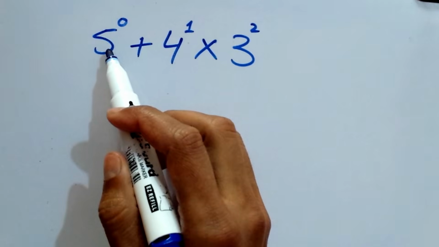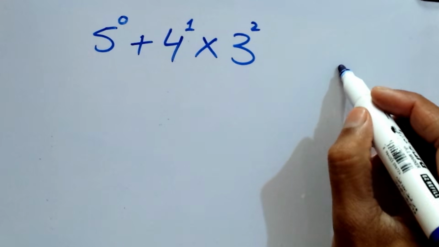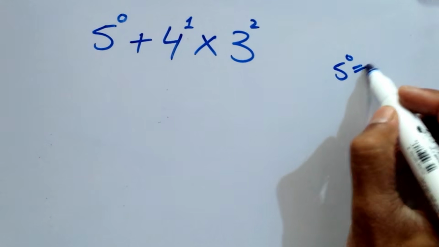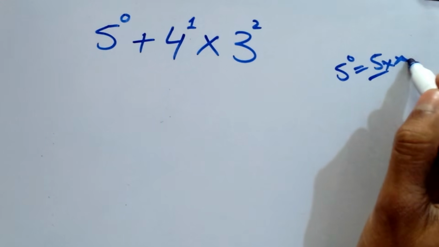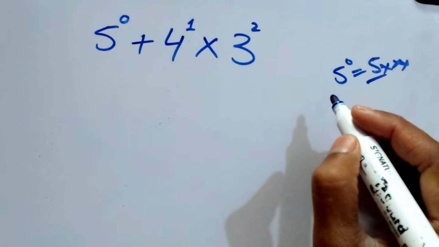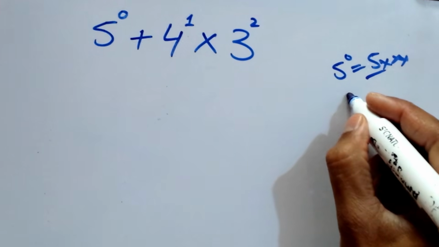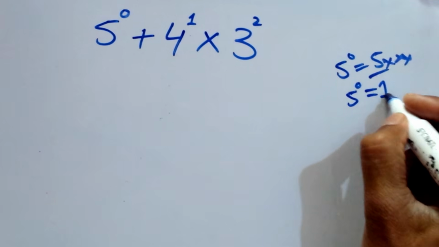So 5 to the power of 0 equals 5. No, this is wrong. Why? The rule is any non-zero number raised to the power of 0 equals 1. So 5 to the power of 0 equals 1.